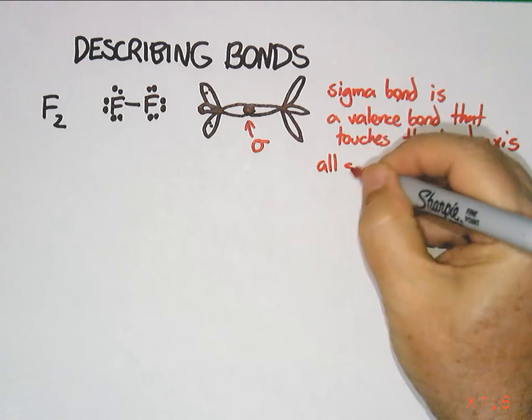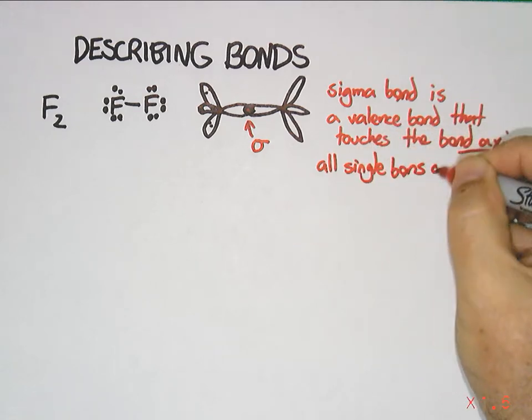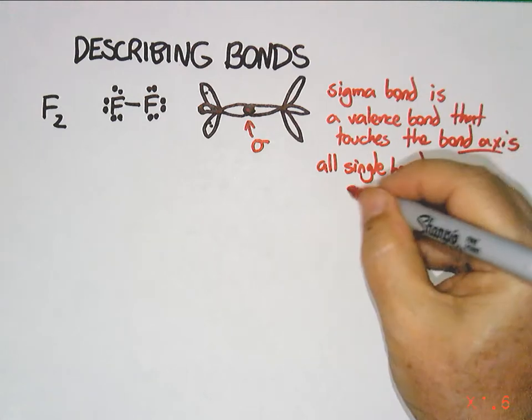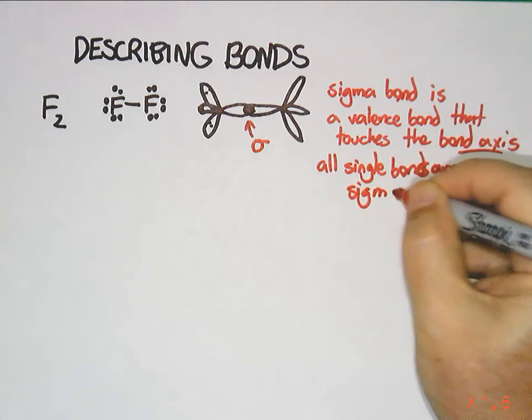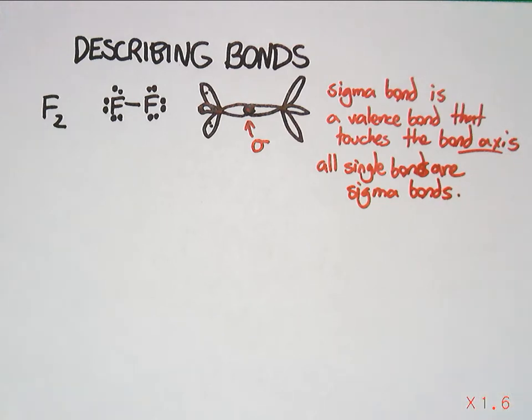All single bonds are sigma bonds. Now, there's some weird exceptions to that, but you wouldn't see those unless you were in a much more advanced course than this. So essentially, for any common molecule that you're going to see, and you see a single bond, that's a sigma bond.